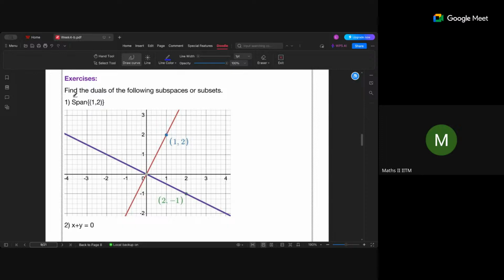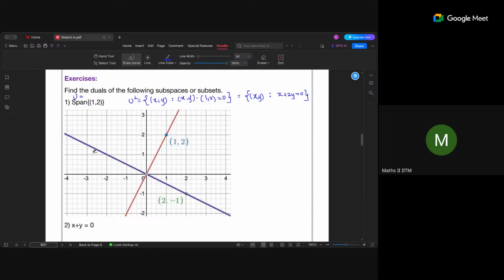So this is your U. Now U perp is the set of all x comma y such that x comma y dot 1 comma 2 is equal to 0. Can I write it like this? Yes, ma'am. So it means it is the set of all x comma y such that, can you complete this? What is the equation you will get from here? X plus 2y is equal to 0.